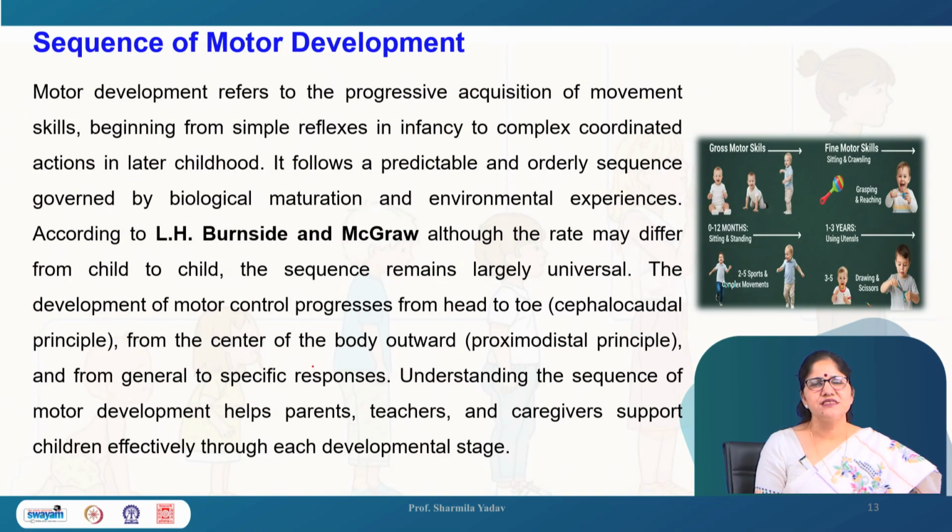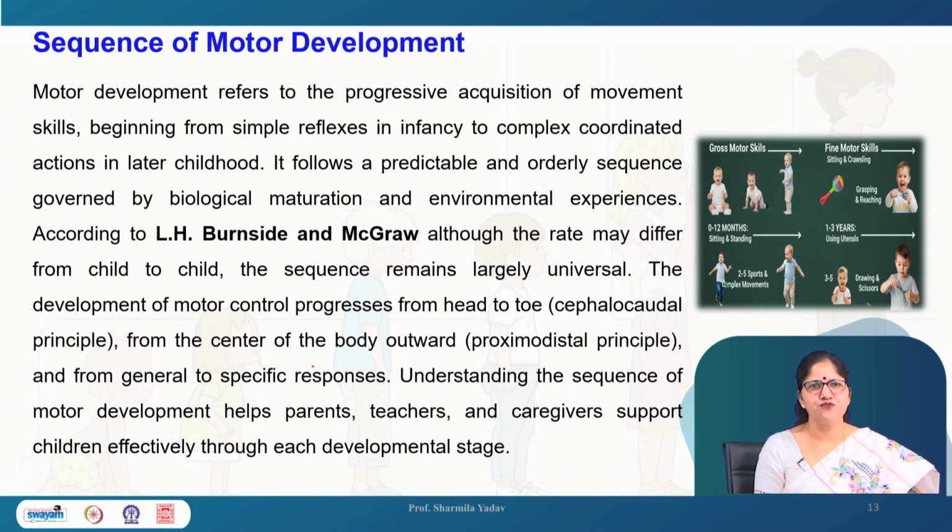Now let's discuss the sequence of motor development. Motor development refers to the progressive acquisition of movement skills, beginning from simple reflexes in infancy to complex coordinated actions in later childhood. It follows a predictable and orderly sequence governed by biological maturation and environmental experiences. According to L.H. Burnside and McGraw, although the rate may differ from child to child, the sequence remains largely universal.